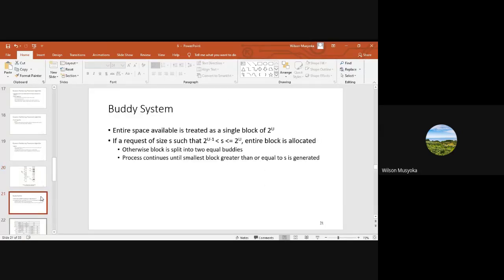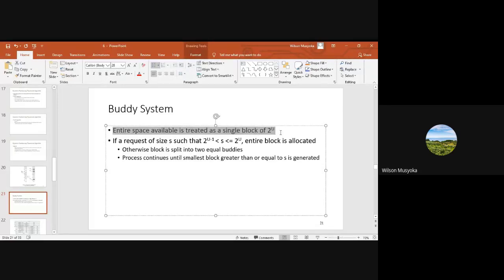Then we also have the buddy system, which is another method whereby the entire space of memory which is available is treated as a single block of 2 raised to power u. And then if a request is made of size s for allocating to a process, that is, 2 raised to power u minus 1 < s <= 2 raised to power u, then the entire block is going to be allocated to this s as long as it fits between this value and this value. That is what it means.